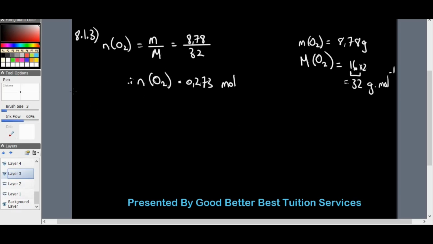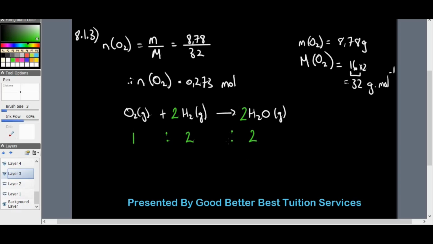Okay? Now, our reaction was as follows. Oh, let me keep it white. Our reaction was as follows. We had O2 gas plus H2 gas. That gave us water vapor in the gas phase. And we had to balance our equation as follows. Okay? So we have a mole ratio of 1:2:2. And we need to calculate, obviously, water. Alright?